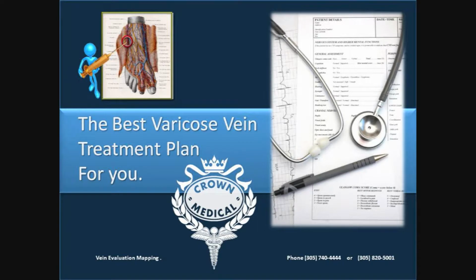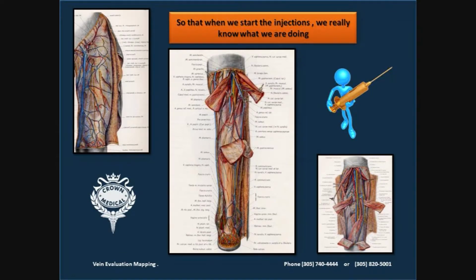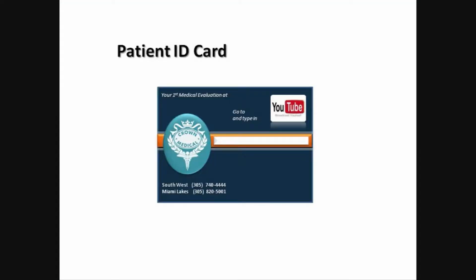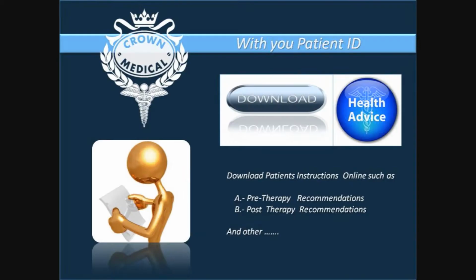All this information was inputted into our software evaluation system. The result was given to the doctor, and the doctor, based on all this information, can determine or estimate the number of therapies that you may require. It is important to note that with your patient ID, you can go to our website and download health advice information for varicose veins, of course, with instructions for your pre-therapy or post-therapy care.